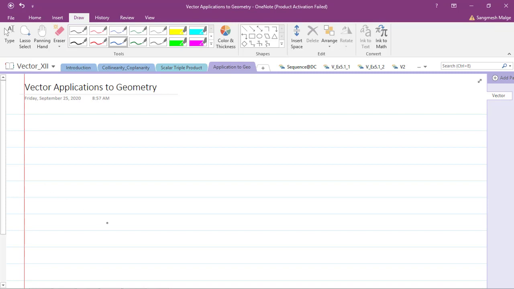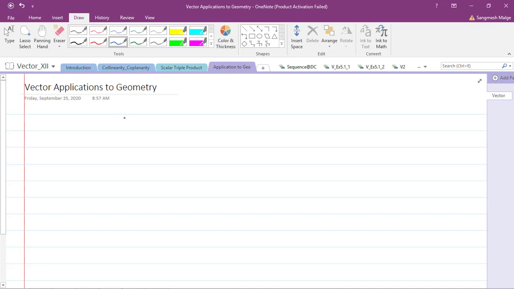So in the applications to geometry, we use the concept of vectors. What are the concepts we have studied? We have studied the dot product, scalar triple product, and the vector product. So all these tools, vector addition, vector subtraction, which we have used in vectors, we will be using, and we will be proving some standard results in geometry.